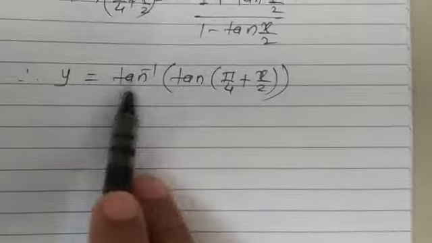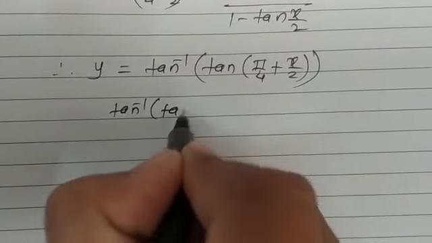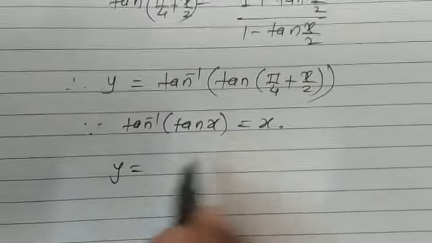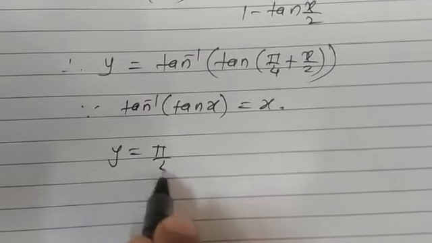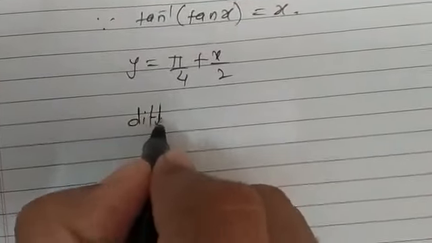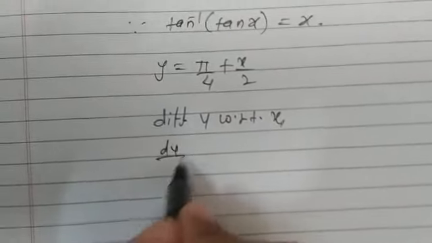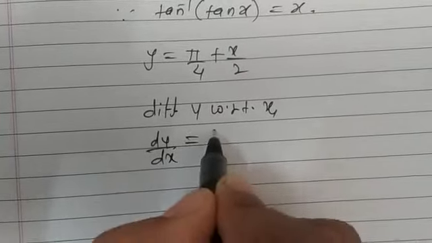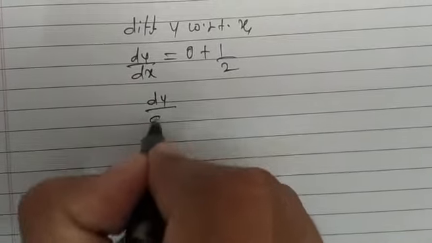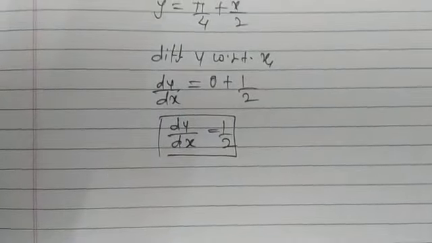Now this tan inverse and tan get cancelled because of this formula: tan inverse of tan x is equal to x. This is the formula. Therefore y is only remaining pi by 4 plus x by 2, and if you differentiate y with respect to x, then dy by dx is equal to derivative of pi by 4 is 0, derivative of x by 2 is 1 by 2, so dy by dx is equal to 1 by 2. So this is your final answer.